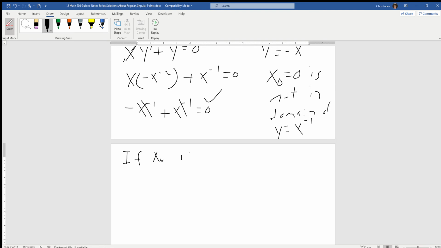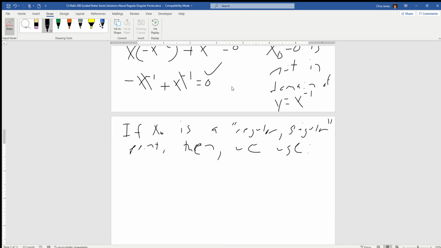If x sub naught is, and we're going to define regular singular, is a regular singular point, then we use the following series instead. That's going to be y equals x to the r times the series, n equals 0 to infinity, c sub n x to the n. So we use the two methods that we had.